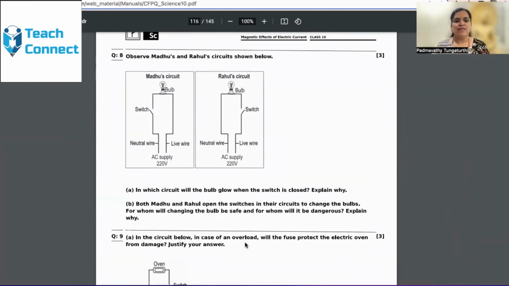In which circuit will the bulb glow when the switch is closed? How is the supply connected? Where is the switch? Where is the neutral wire? Where is the live wire? They switch on their circuits and change the bulbs. What will happen to the current and whose bulb is going to remain much safer? Question number 8 is very important. Observe Madhu's and Rahul's circuits shown below. There is one neutral wire connected with the live wire.